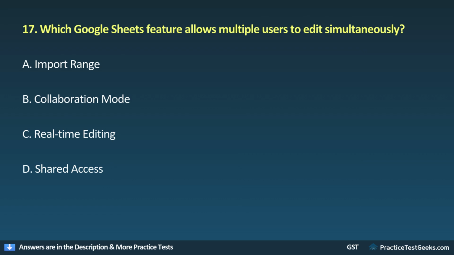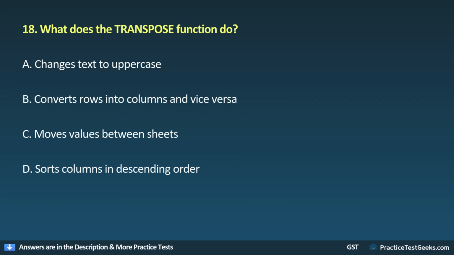17. Which Google Sheets feature allows multiple users to edit simultaneously? A. Import range. B. Collaboration mode. C. Real-time editing. D. Shared access. 18. What does the TRANSPOSE function do? A. Changes text to uppercase. B. Converts rows into columns and vice versa. C. Moves values between sheets. D. Sorts columns in descending order.